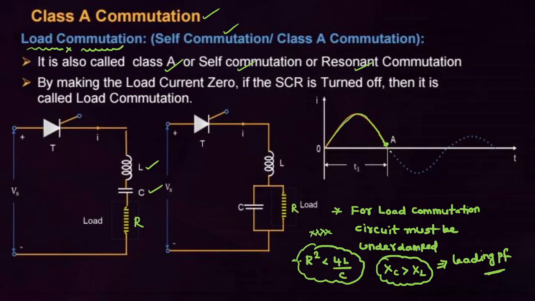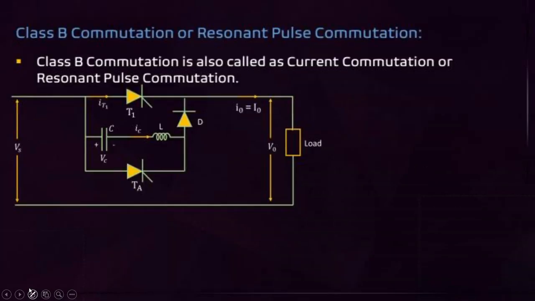If the load current is 0, what is the current through the thyristor? The current through the thyristor is also 0, then the thyristor will be turned off. This type of commutation is called class A commutation or load commutation or self commutation or resonant commutation. The circuit must be what nature? Underdamped. What power factor is it operating at? Leading power factor. These points you have to concentrate on for load commutation.